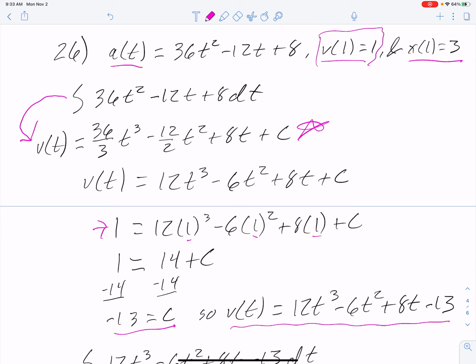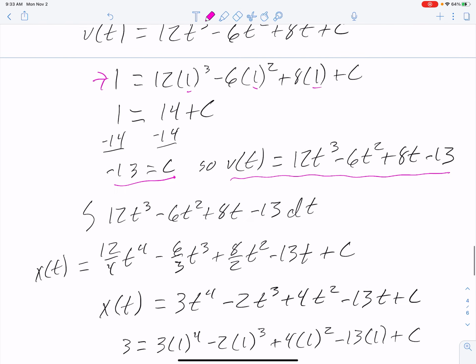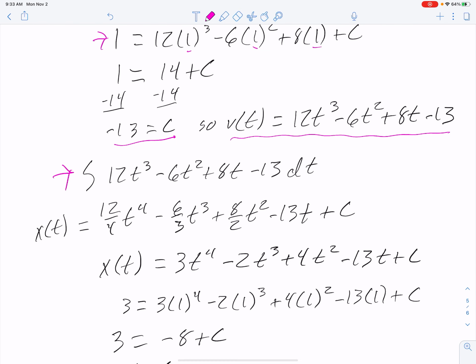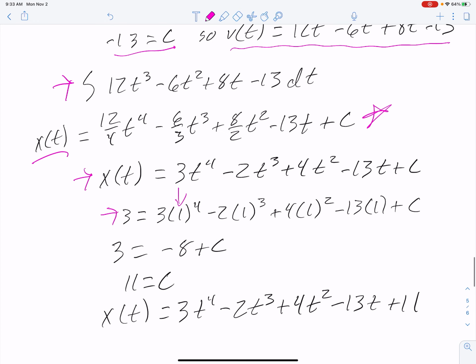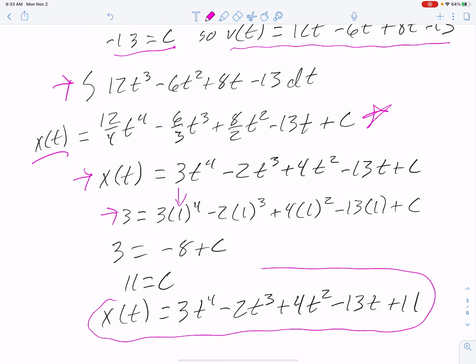I've still got to go back and do all this work one more time to get position. So I set up my integral of velocity, which is going to lead to position. Again, if you skip the intermediate step, that's fine. Now that I have my position function, I can substitute in 3 for y, 1 for x, solve for c, and then write my position function. So really it's no different than the last two problems, we just have to go through and do that work twice.